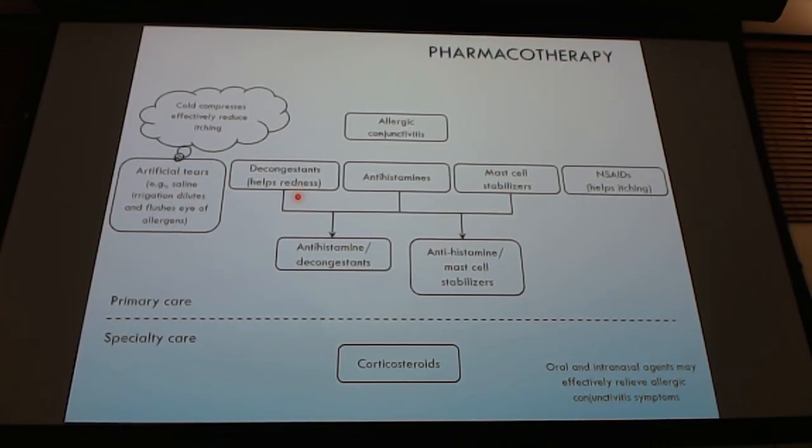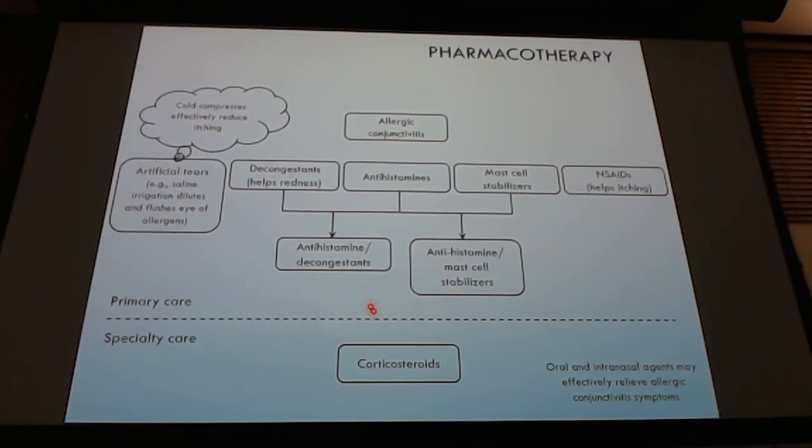You have different decongestants that you can use. Look in here, I have a decongestant that's going to help me with my redness. I have antihistamines, the mast cell stabilizer, see how this is repeating itself. And then my NSAIDs, if someone is complaining of, hey, my eyes are very, very itchy, I have some NSAIDs that we can use. And again, the route is going to come into play.